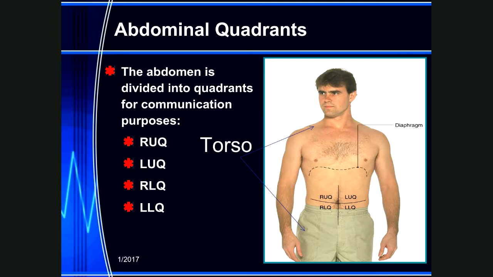The torso, like I said, the trunk of the body, is the body without the head and the extremities. So if you describe the trunk, it's the body without the head and no extremities.